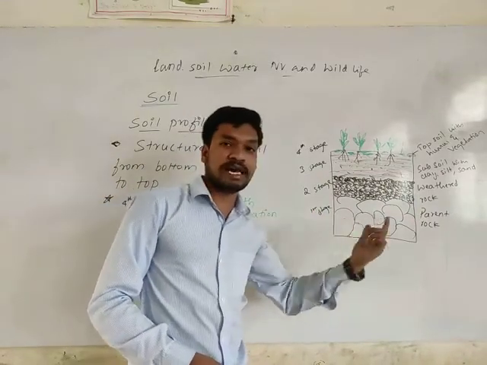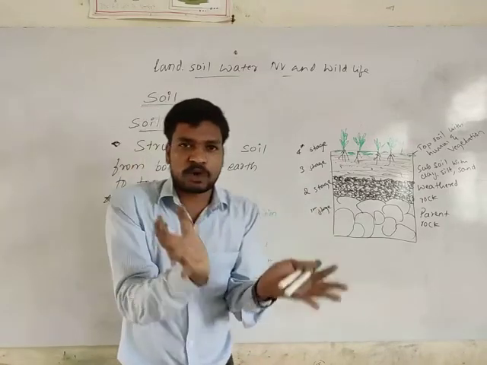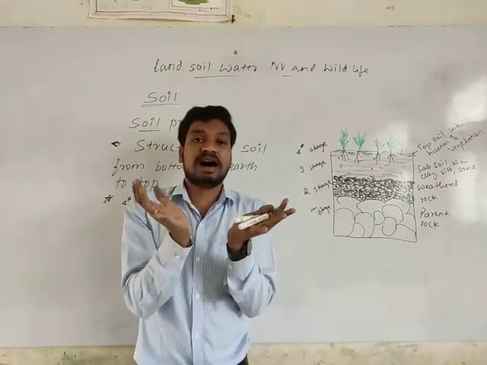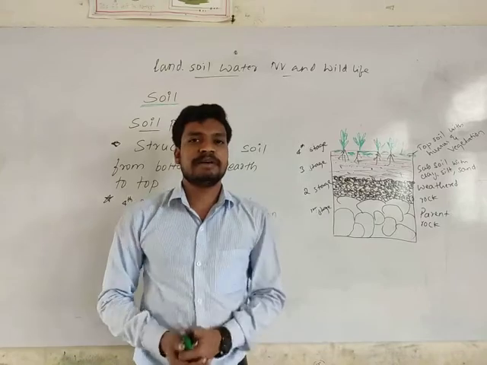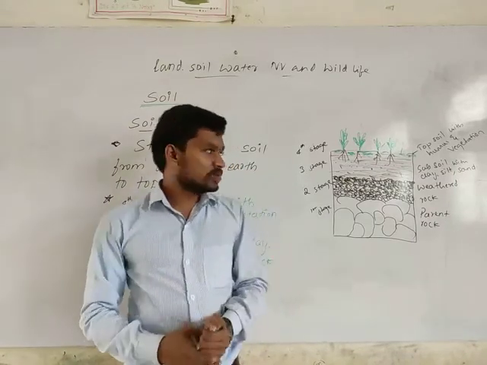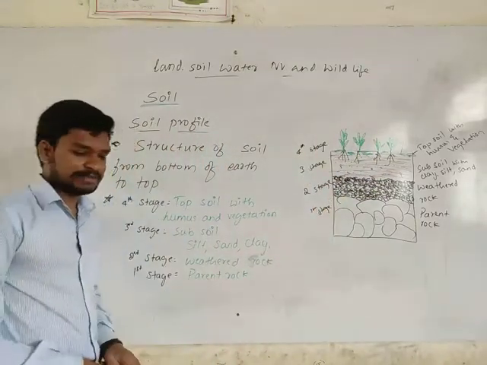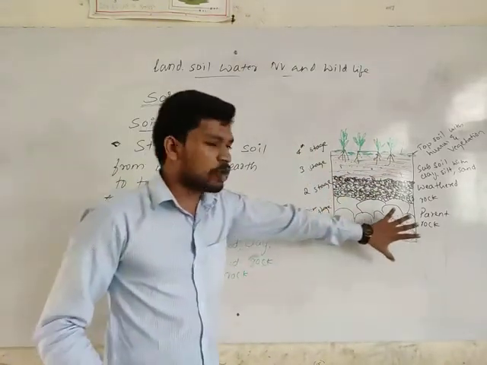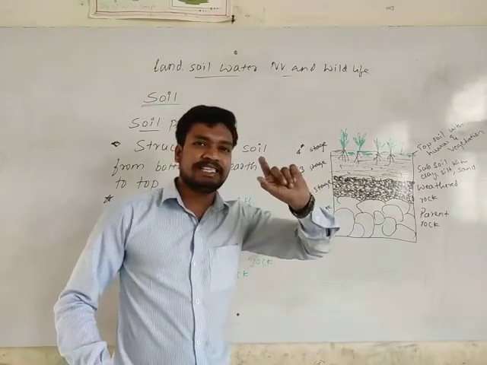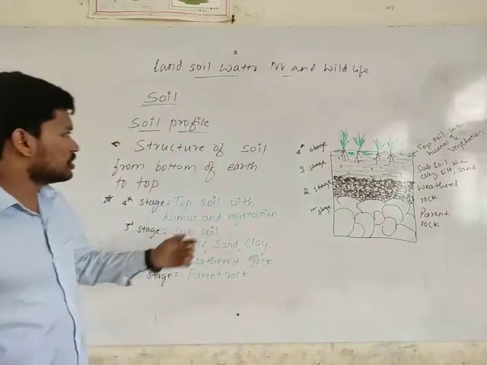Every rock has minerals. Every piece of rock should have more than 100 forms of chemicals in it. So this soil has chemicals; every soil has chemicals. So this parent rock determines the texture, size and color of a soil. So that's about the soil profile.